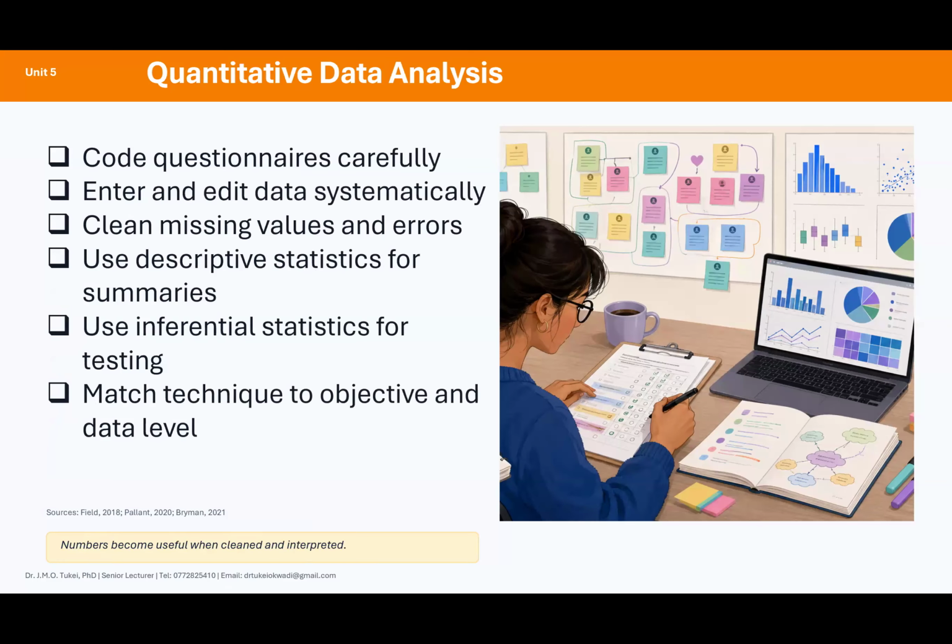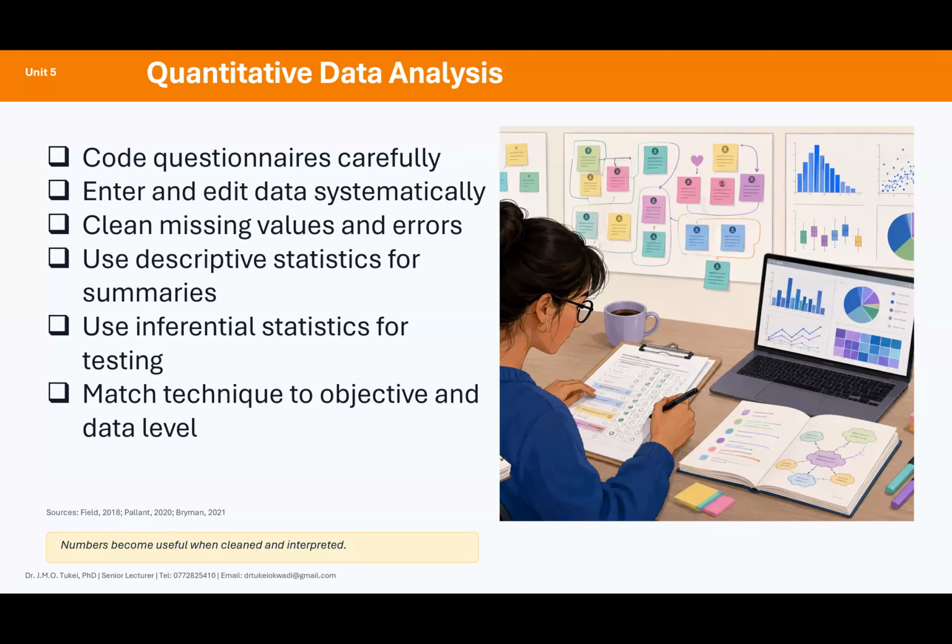Quantitative data analysis begins before statistics are calculated. Questionnaires must be coded, data entered, labels defined, and errors checked. Data cleaning identifies missing values, impossible entries, duplicates, and outliers. Very important. Descriptive statistics such as frequencies, percentages, means, and standard deviations summarize patterns.